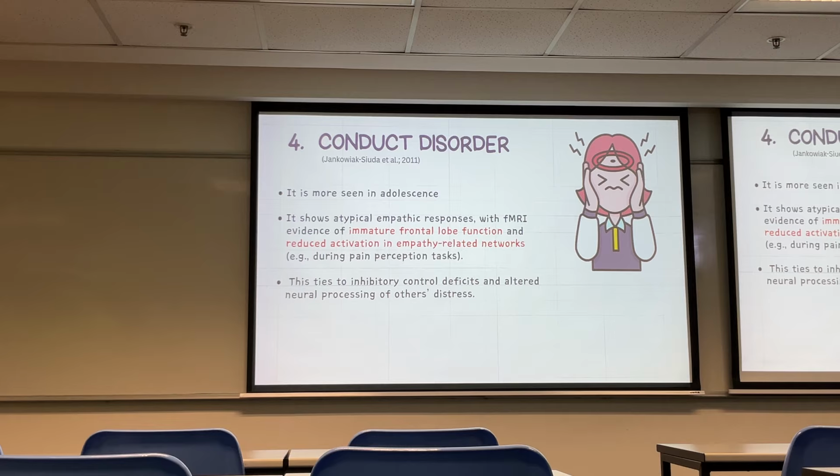And the next one is about the conduct disorder. This disorder is more associated with adolescents that show atypical empathic response with fMRI evidence of immature frontal lobe function and reduced activation in empathy-related networks. This ties to inhibitory control deficits and altered neural processing of others' distress.